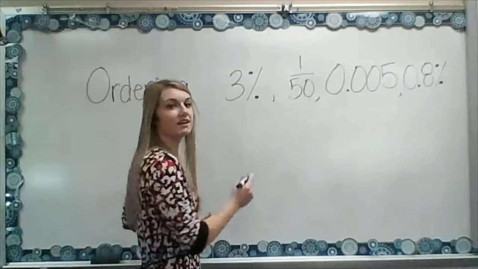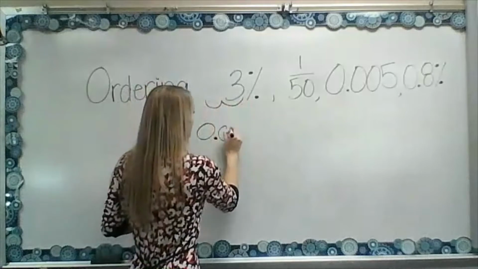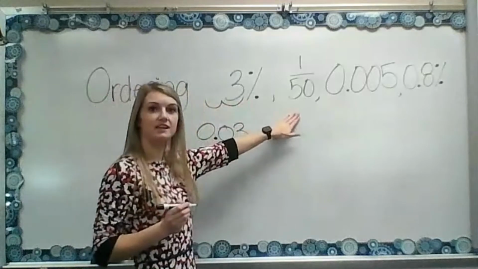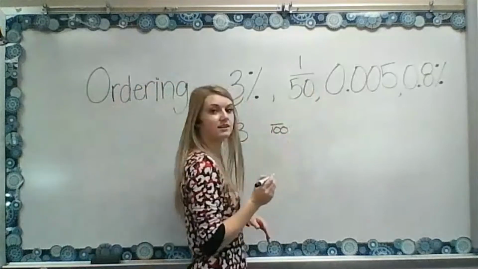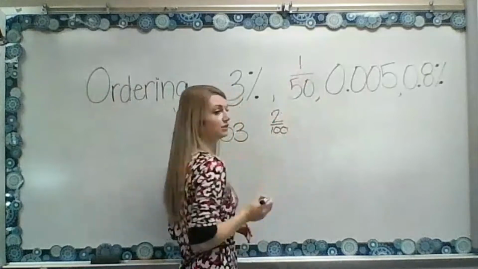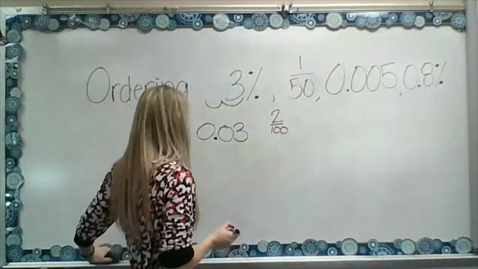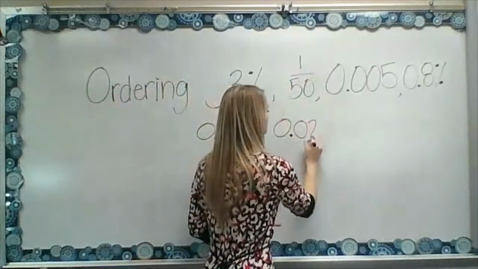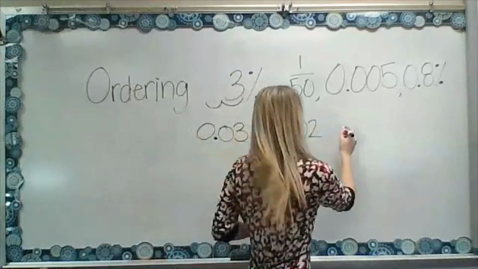So 3%, I'm going to move it 2 to the left. So I have 0 and 3/100ths, okay? My 1/50th, well, how do I go from 50 to 100? I times by 2. So 1 times 2 is 2. Say that out loud, 2 100ths. So to write that as a decimal, it's just 0 and 2 100ths.